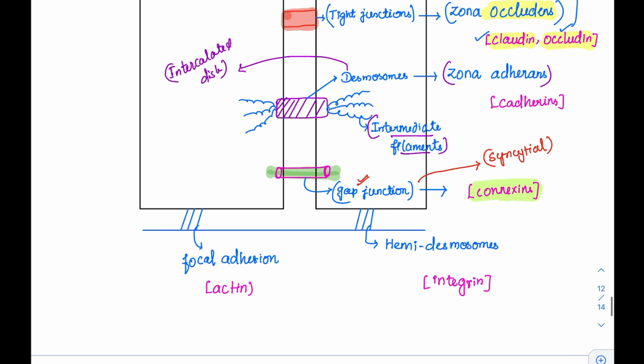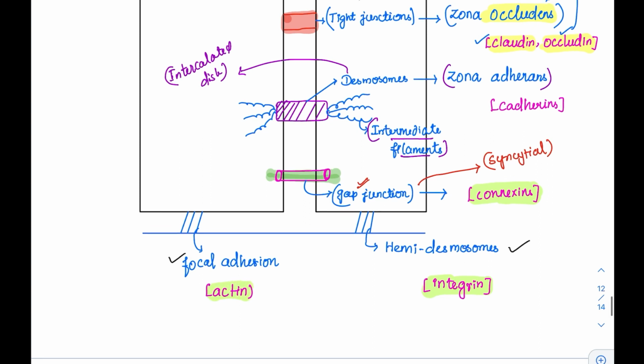Then there are some junctions between the cell and the basement membrane. There are two important ones. One is focal adhesion, another one is hemidesmosomes. Hemidesmosomes look like a desmosome, that's why it's called hemidesmosome. It is made up of a protein called integrin, whereas focal adhesions are made up of actin filaments.